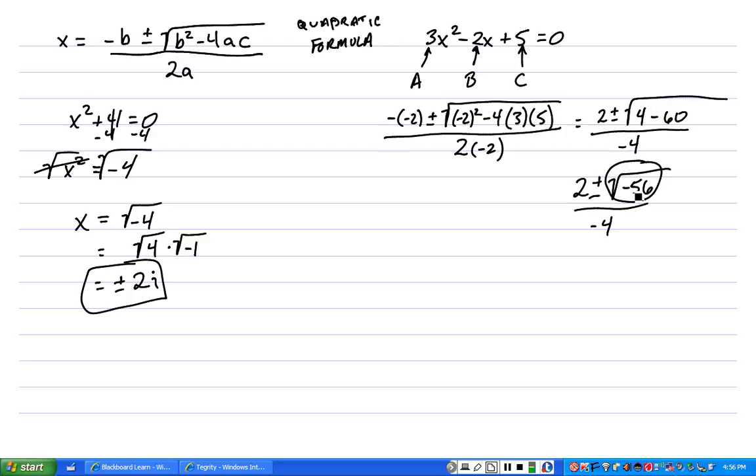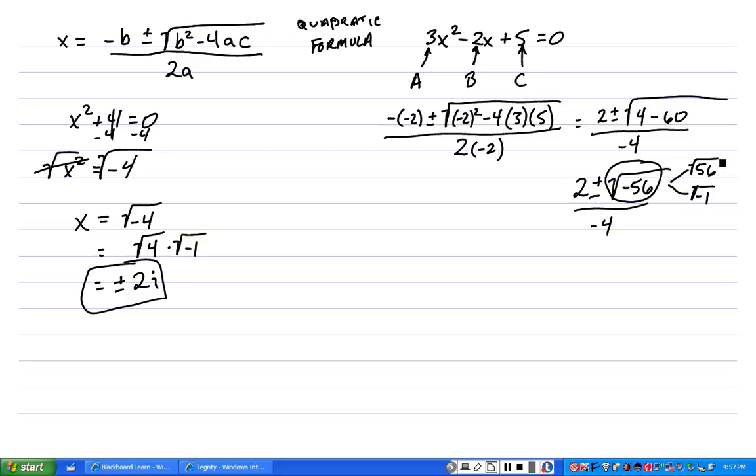We have the square root of a negative. Okay, so we know that the square root of negative 56 is like saying the square root of a positive 56 times the square root of a negative 1. Okay, so we break down our square root of a positive 56 by saying, let's see, 4 goes into that.